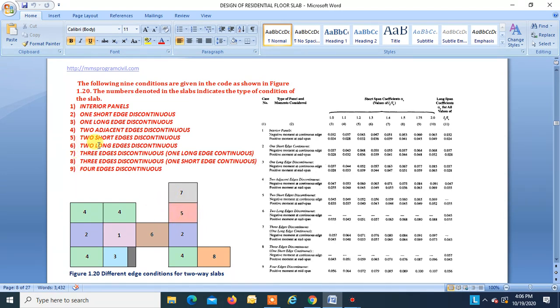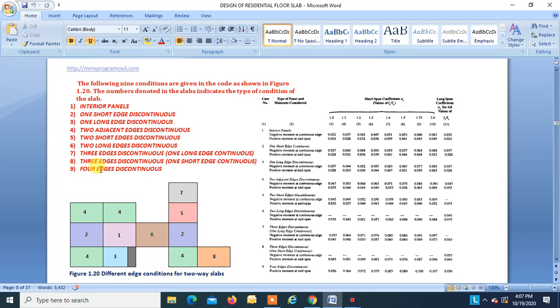Okay, 6 is two long edges discontinuous, right? 7: three edges discontinuous, one long edge continuous. One long edge is continuous, and the other three are discontinuous. Then three edges discontinuous, one short edge continuous. One short edge is continuous, other edges are discontinuous.